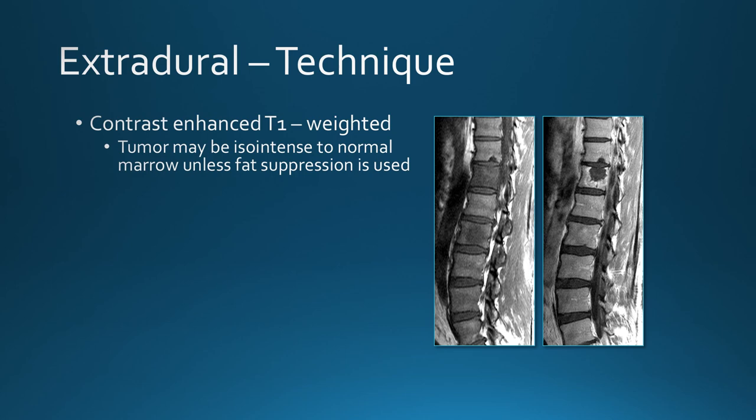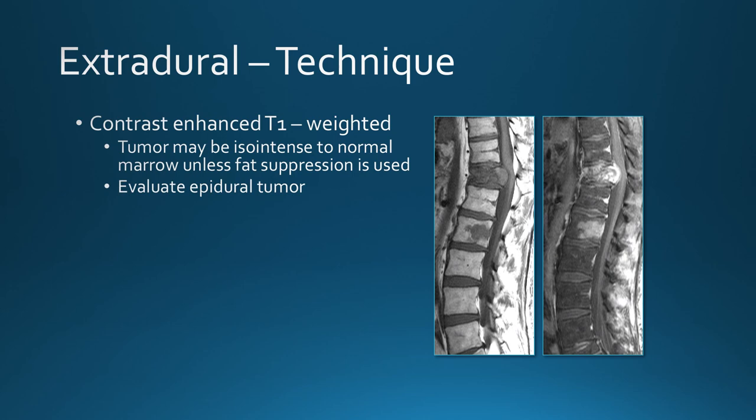Contrast enhanced T1 weighted images, most of the lesions will enhance with contrast. You have to be a little careful here because if you use T1 post-contrast without fat suppression, sometimes the tumor can be isointense to the normal marrow on the post-contrast images, as you can see in one of the lesions on this slide.